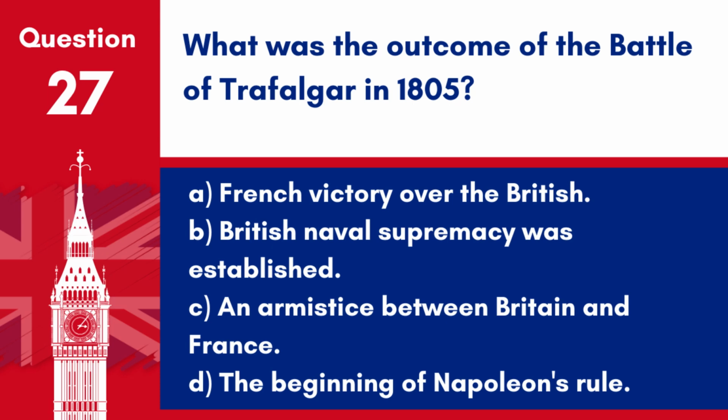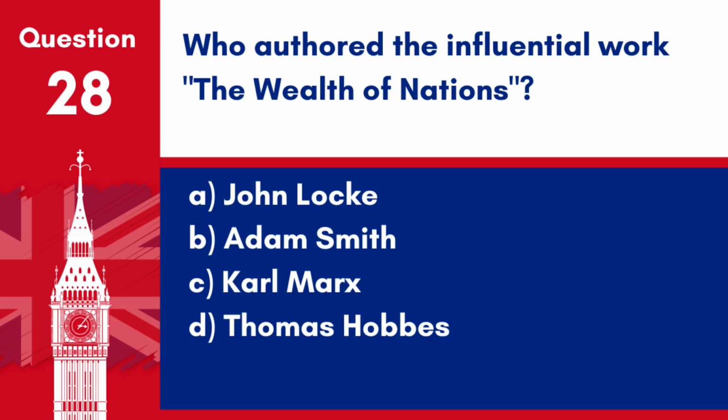Answer: B. British naval supremacy was established. The Battle of Trafalgar was a decisive victory for the British Navy, led by Admiral Nelson, which established British naval dominance and prevented Napoleon from invading Britain. Question 28. Who authored the influential work, The Wealth of Nations?